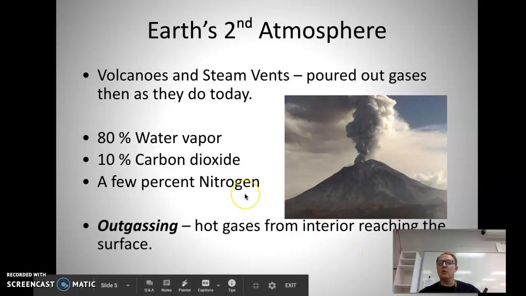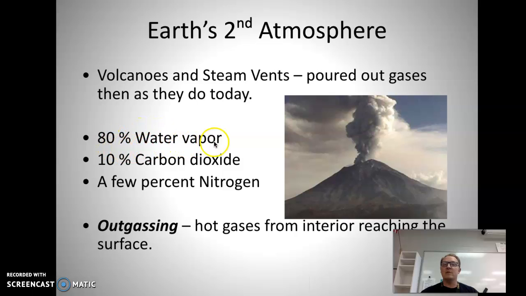It was no longer mostly hydrogen and helium. Now about 80% of our atmosphere was made up of water vapor. This is a long time ago. We're talking about millions and millions and millions of years. About 10% carbon dioxide and about just a few percent nitrogen.